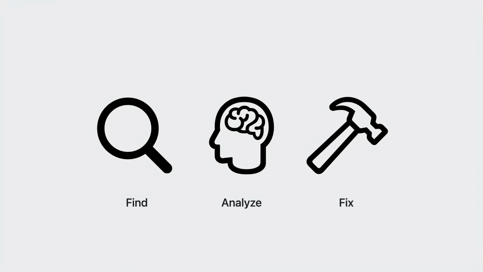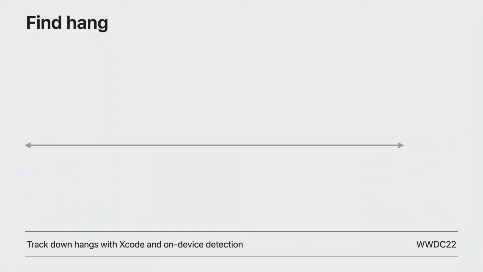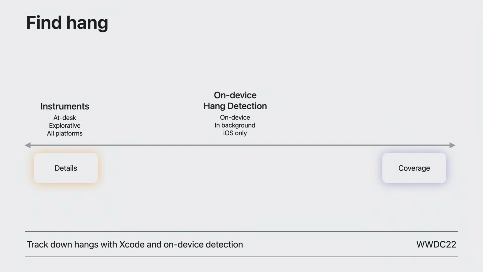Today, we will assume you've already found a hang and focus on the analyzing part, as well as discussing some fixes. If you want to know more about finding hangs, take a look at our session Track Down Hangs with Xcode and On-Device Detection from WWDC23. It covers all our tools for finding hangs, including Instruments, on-device hang detection, which you can enable in the iOS developer settings, and Xcode Organizer. Today, we'll use Instruments to analyze a hang we've already found.